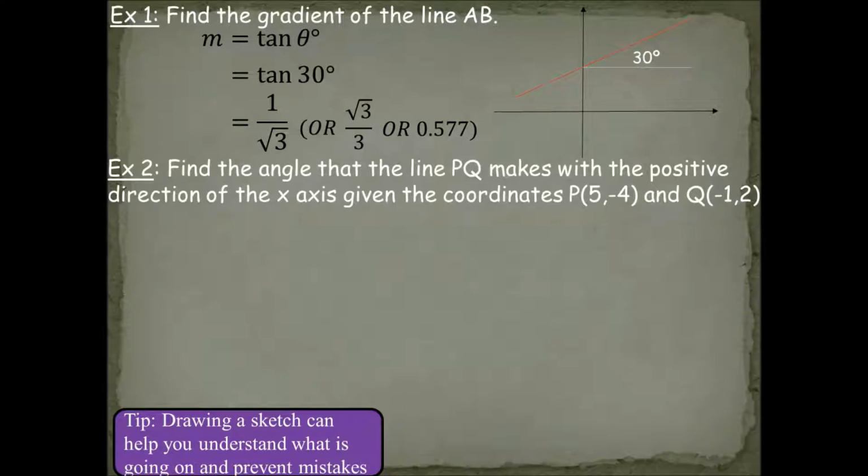Again, if for some reason the question in the exam didn't give you it, draw a wee sketch of your own. It's good for giving you a guide on what's going on. From plotting P and Q, I can see that I'm going to have a negative gradient. I've been given 2 coordinates, therefore I can work out the gradient. And since the gradient's negative, I know my theta is going to be bigger than 90.